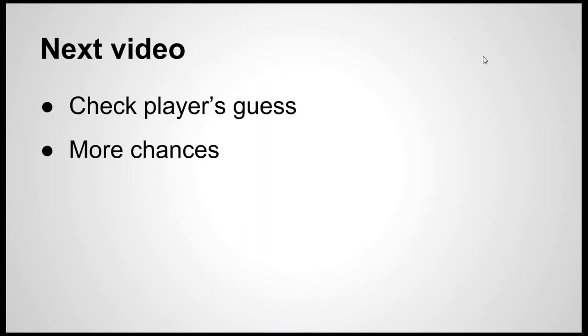Okay, great. We have finished our video, and in the next video I'll introduce to you two very interesting features. The first one is to check the player's guess. Basically it means now we can scan the player's guess and then we can tell them whether that guess is right or wrong, instead of just printing the result right away. The other feature is we can have more chances. We will have more chances inside our program instead of just one chance.